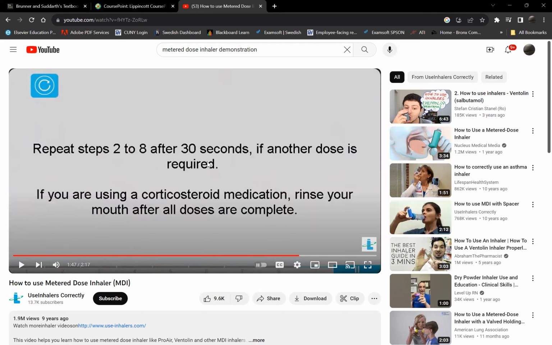Okay, and here, repeat the steps if another dose is required. If it's the same drug that they're inhaling, you should wait about 1 to 2 minutes, meaning don't let the patient do this back to back, because that's not effective. So wait 1 minute at least between puffs. One puff, rest 1 minute, take the second puff. All right.